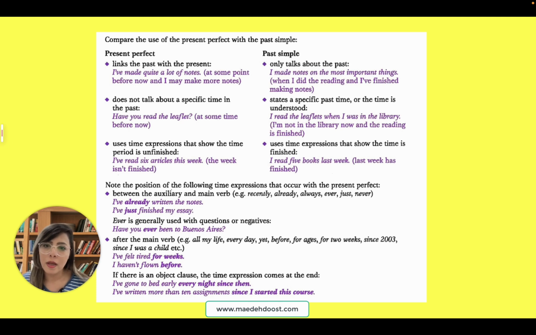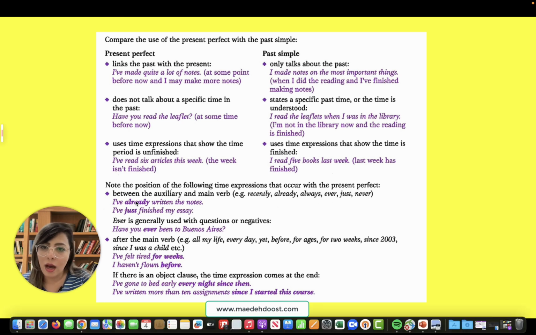Now let's go down. Between the auxiliary and main verb, it says when and how we can use these, like already, like just, between have and past participle. I've already written the notes means finished and it is done long time ago and the result continues up to now.